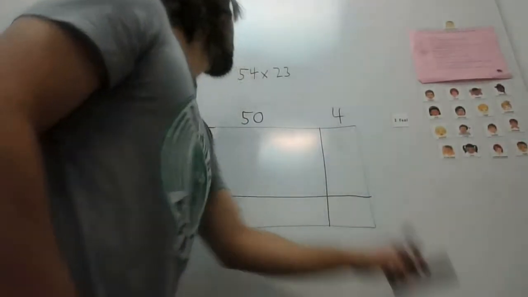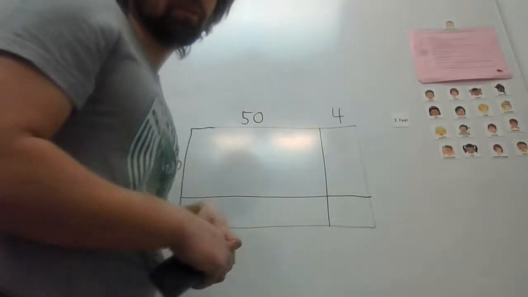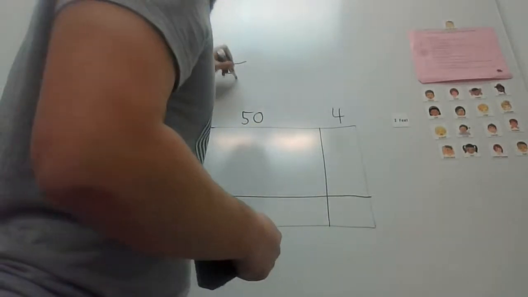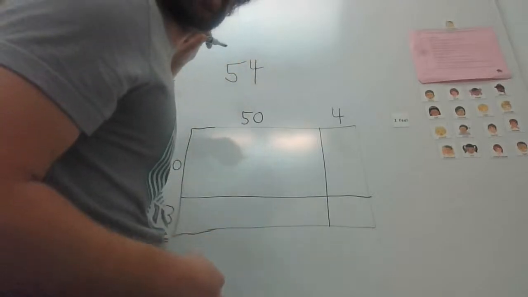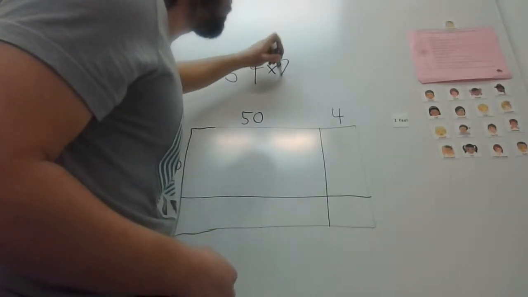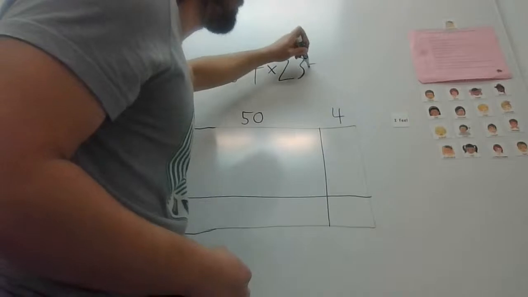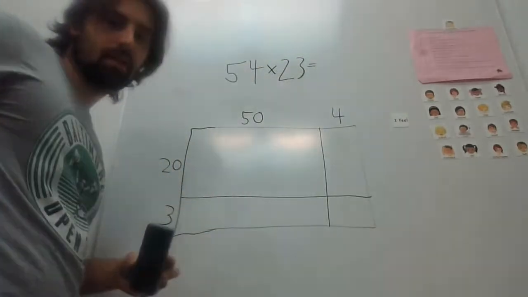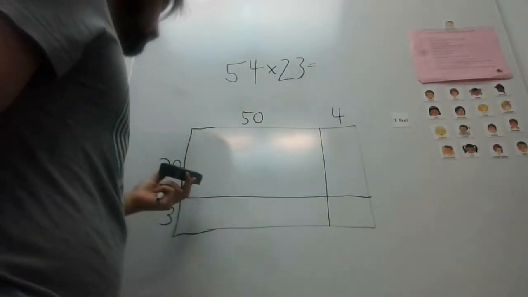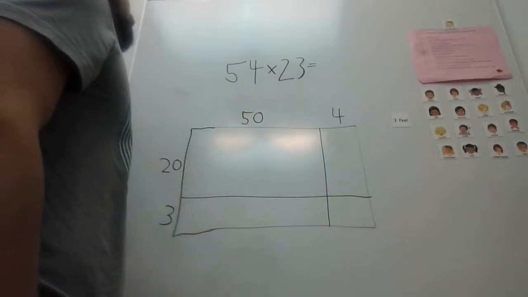And I'm going to write the problem so it's a little bigger so all of you can see it here. So 54 times 23. That's what we got to solve. So when we solve problems using the area model, this is how we would set it up.